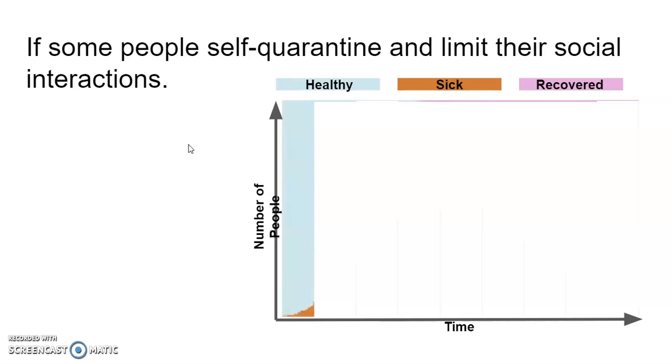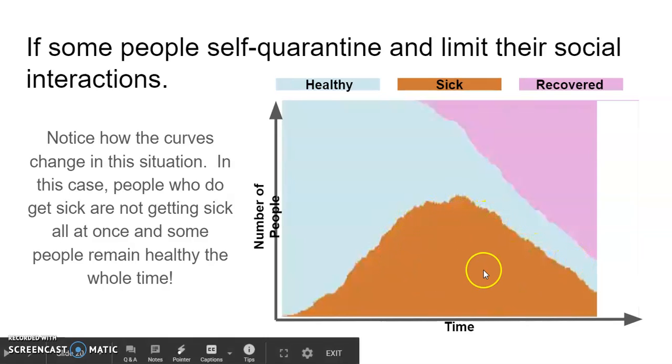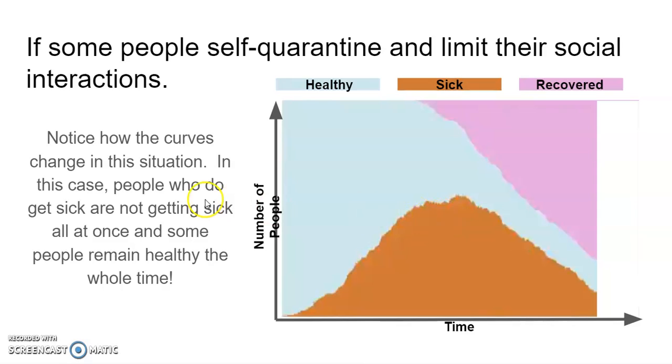All right. Situation number 2 is some people self-quarantine and there's some limit of social interactions. So now we can see that curve has been brought down and sort of broadened. So now we're not seeing all the cases all at once, but there's still a substantial amount of sick people. Okay? So this helps because, again, the hospitals don't have to deal with them all at the same time.